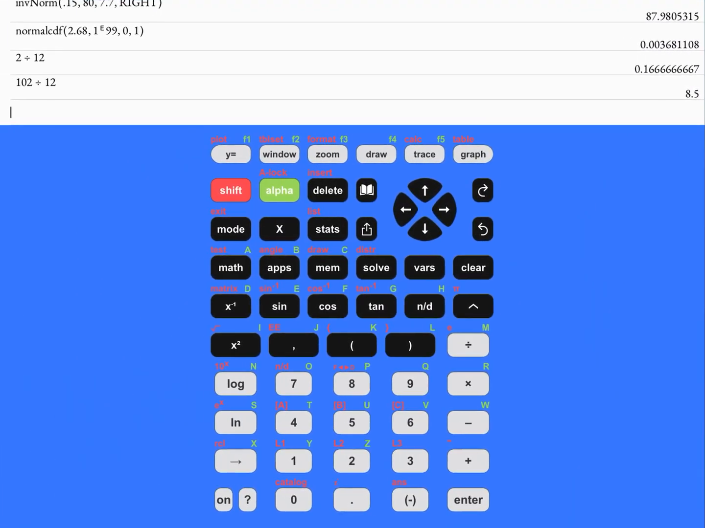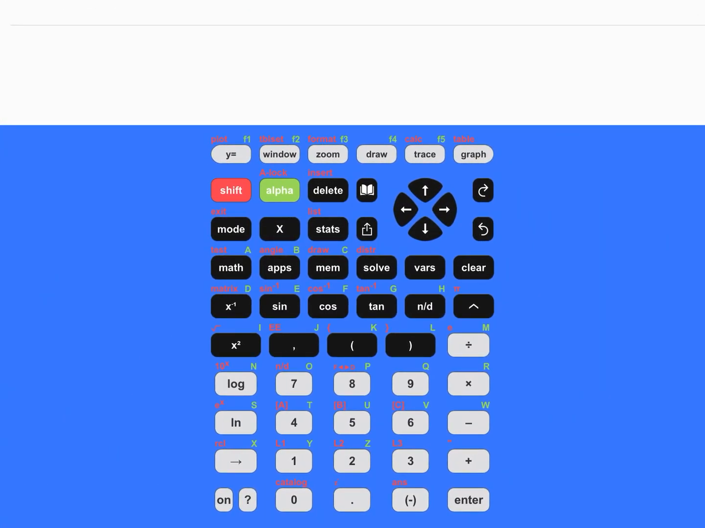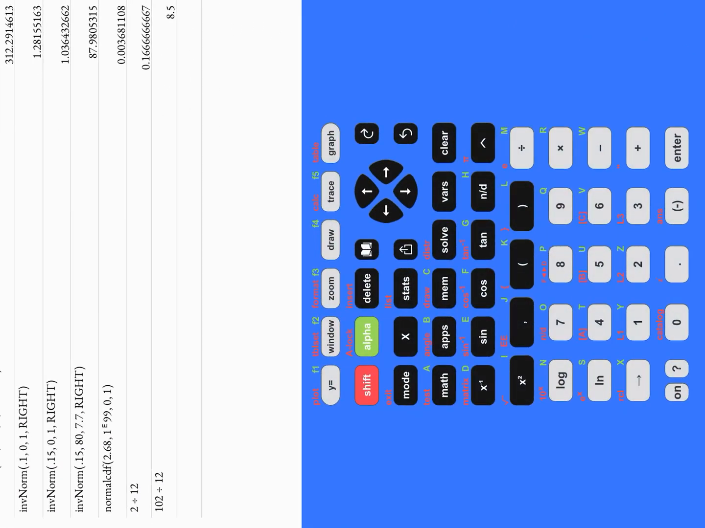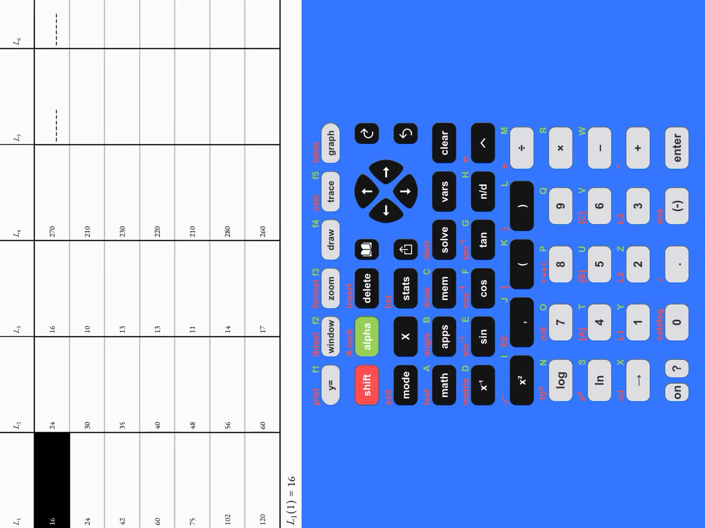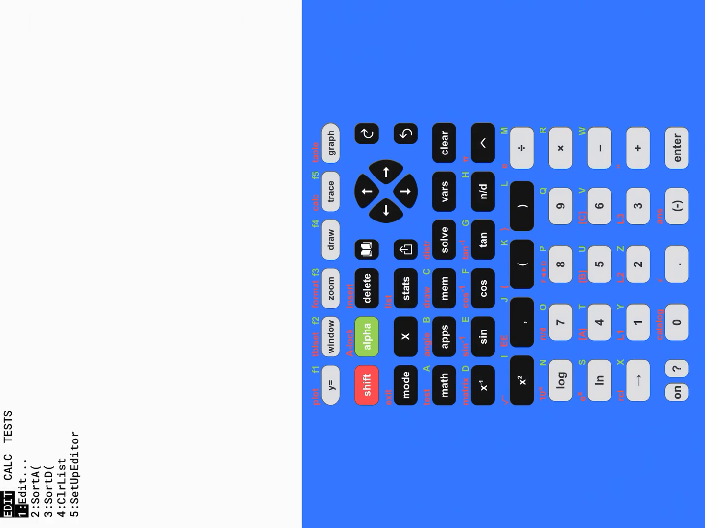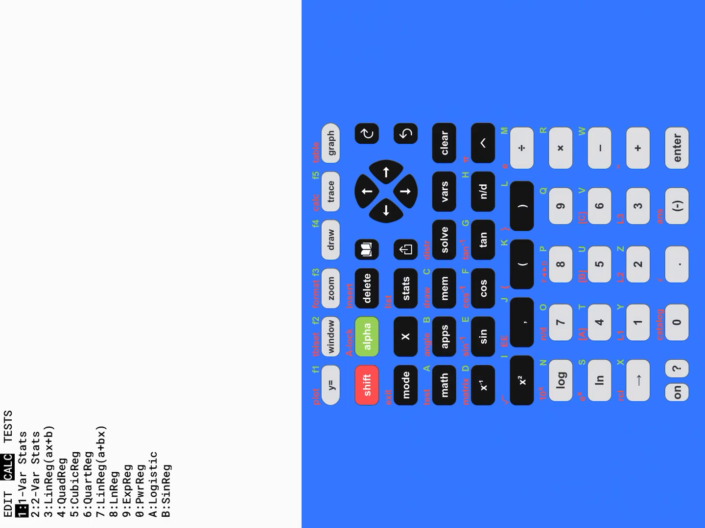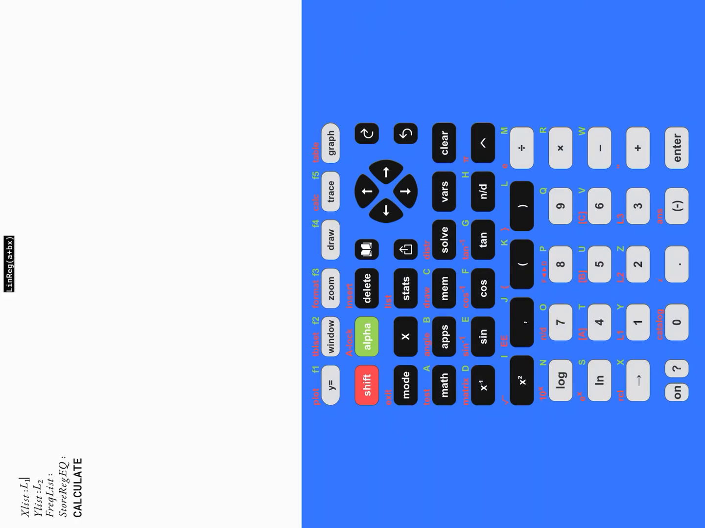Again, if we were to scroll over here and look in my stats, I believe I've already entered this. So let's look here. L3 and L4 is where I've placed this at. So that means that we're going to go back into stats. We're going to go over to calculate. Again, we choose a linear regression, which in this case is option 7. I believe yours is going to be option 8 when you get there.